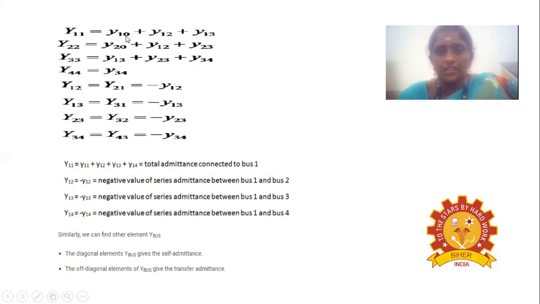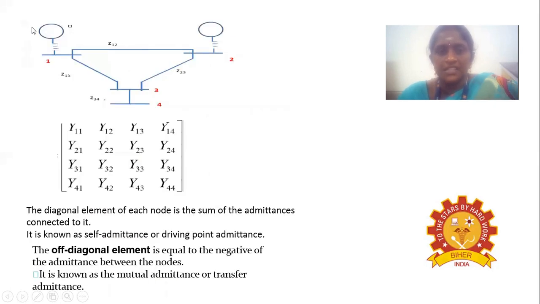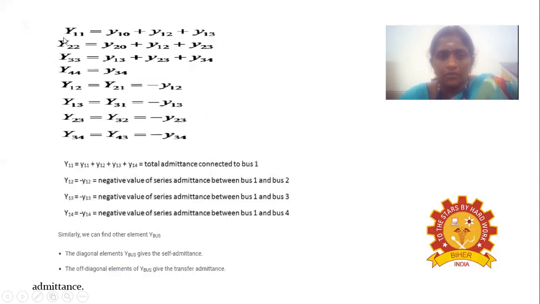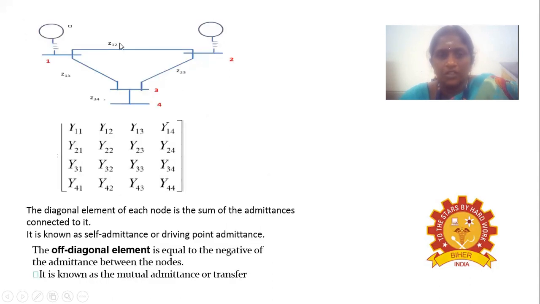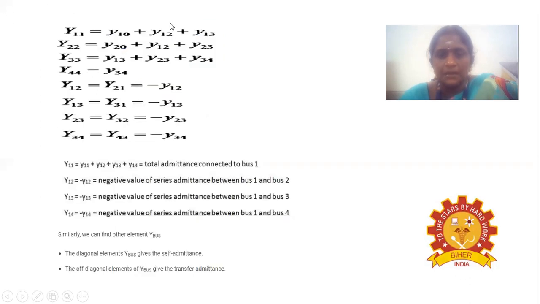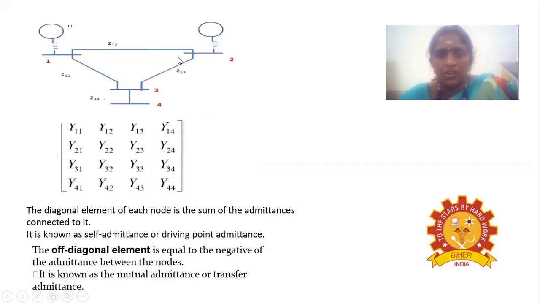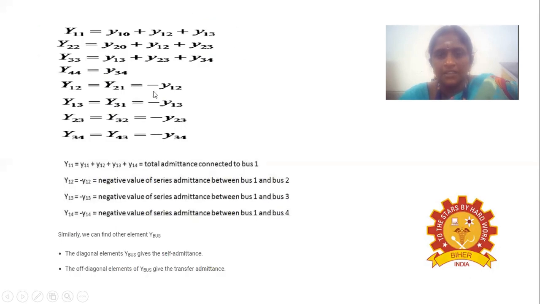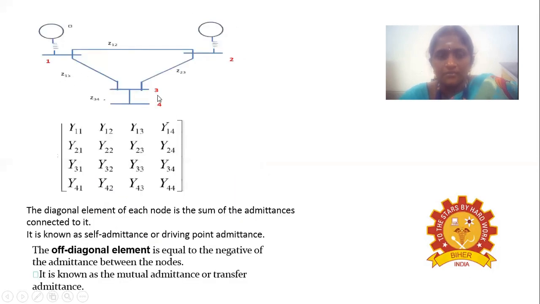So for the first bus, the generator admittance is connected, then the admittance of the transmission line between bus 1 and 3, then the admittance of the transmission line connected between bus 2 and 1. So Y11 means Y10, that is the generator admittance, plus the admittance between bus 1 and 2 and the admittance between bus 1 and 3.